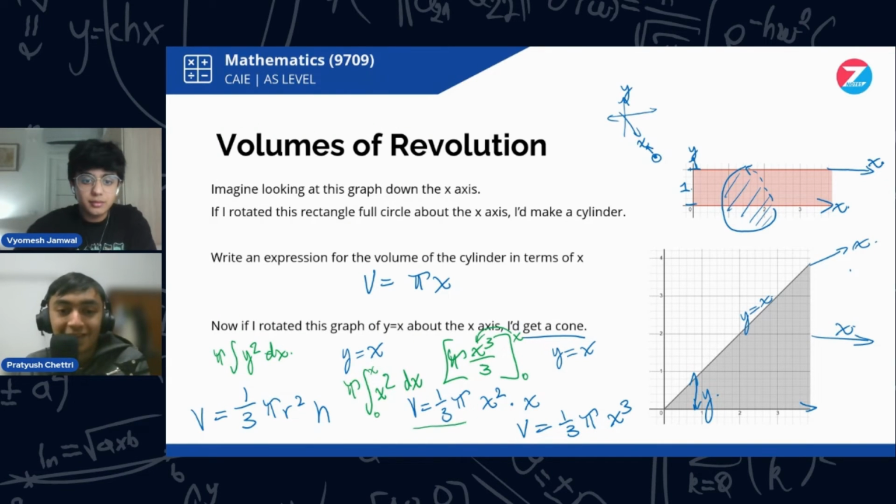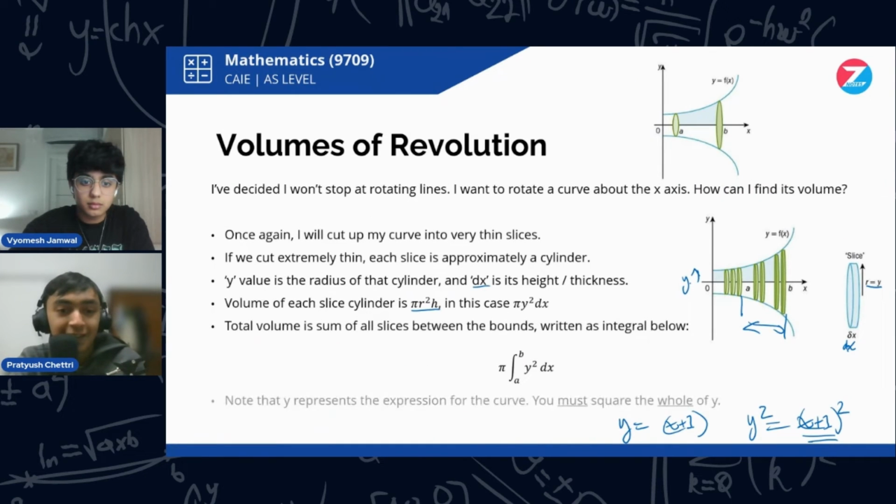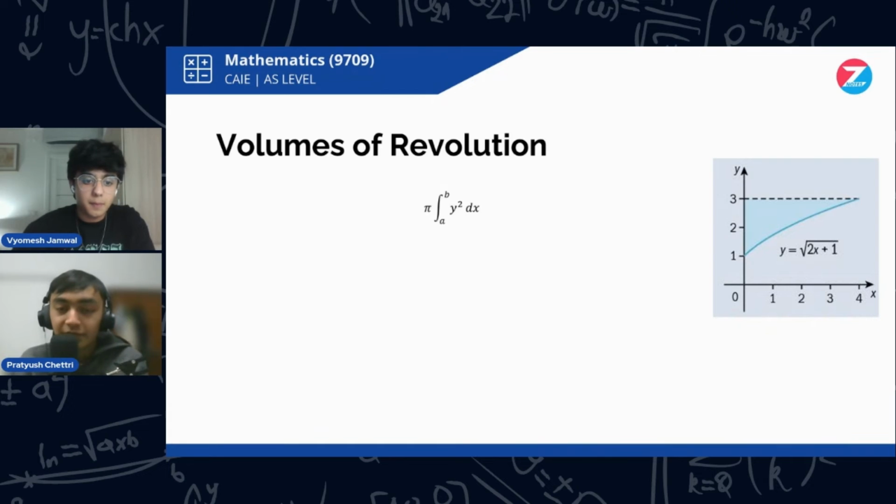So that's where this comes from, the volume of this. Pi x cubed by 3. Awesome. Fun bit of trivia. Unnecessary, but pretty cool, I think. Okay, back to volumes proper.